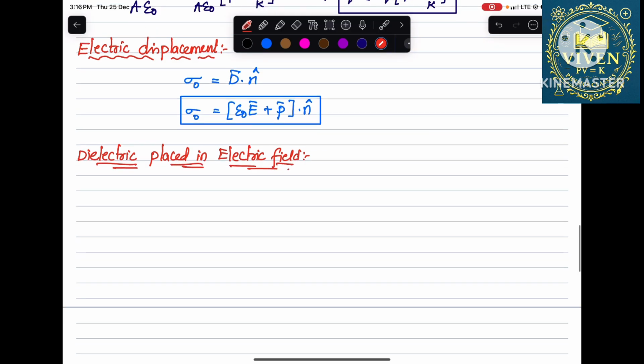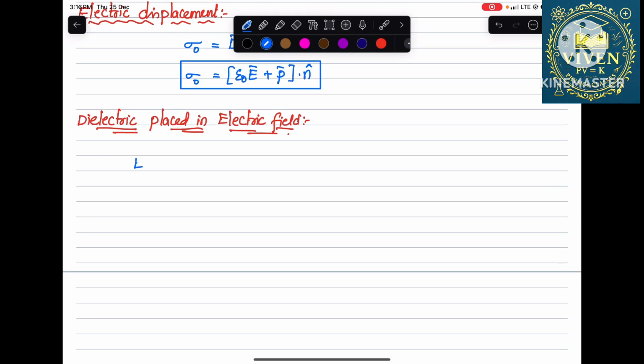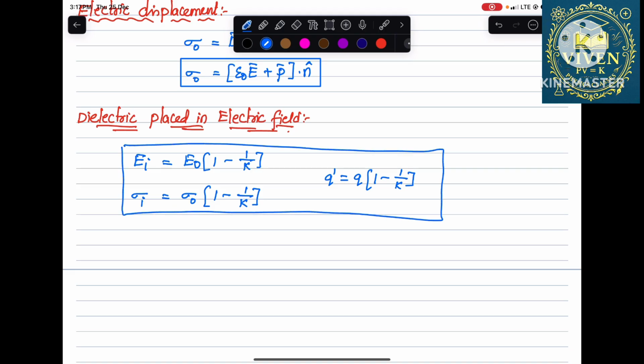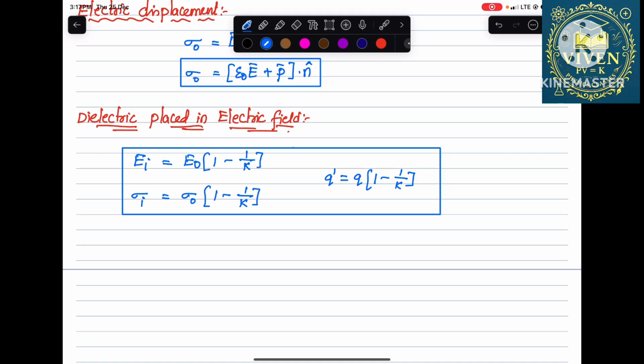So what can I get now? Straight away, the induced electric field can be written as E naught into 1 minus 1 by K, through which the induced surface charge density can be written as sigma naught into 1 minus 1 by K. Similarly, induced charge can be written as Q into 1 minus 1 by K. So wherever necessary, you can use this formula for conversion between induced and initial electric fields, surface charge density, or charges.